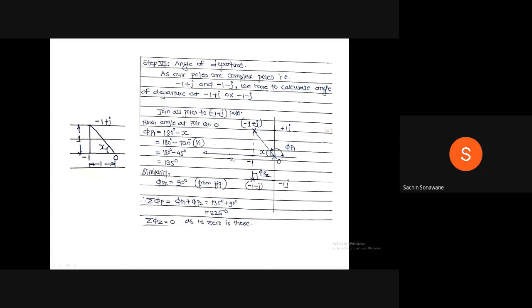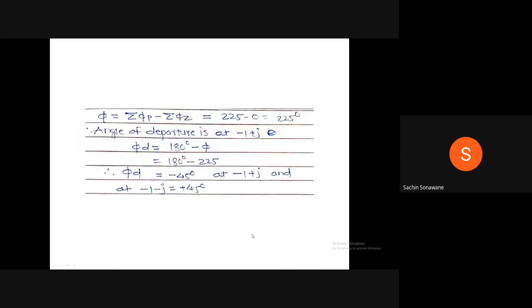Now, angle at pole 0 is phi p1, which is equal to 180 minus x. What is the value of x? We consider this right angle triangle, tan inverse of 1 divided by 1, therefore 180 degree minus 45 is equal to 135. This is the 135 degree angle, phi p1. Now phi p2 is 90 degree. Therefore, summation of phi p is equal to phi p1 plus phi p2, means 135 plus 90 is equal to 225.